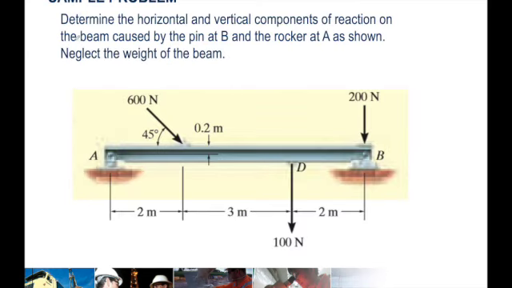Now we have another one. So here is a sample problem. It wants us to determine the horizontal and vertical components of the reaction on the beam caused by the pin. It's somewhat blurred here, but it says that B is a pin connection and A is a rocker connection. Okay, so for this problem, it asked us to neglect the weight of the beam.